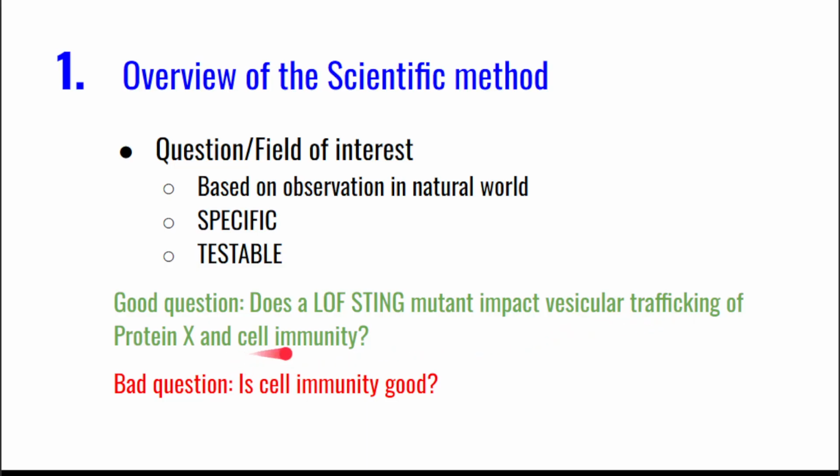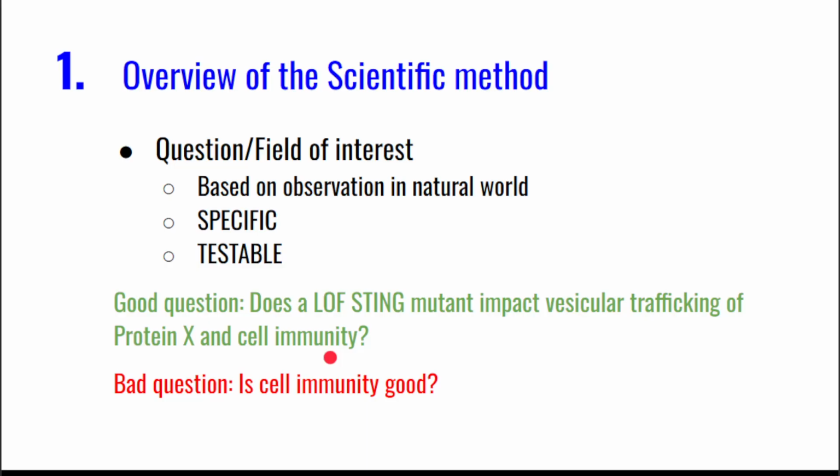The other is cell immunity. Do we see a change in cell immunity? Are we seeing changes in autophagy, which is part of cell immunity? Maybe we're looking at transcription factors. Is there an upregulation, right, of transcription factors? So these are all things that I can test.